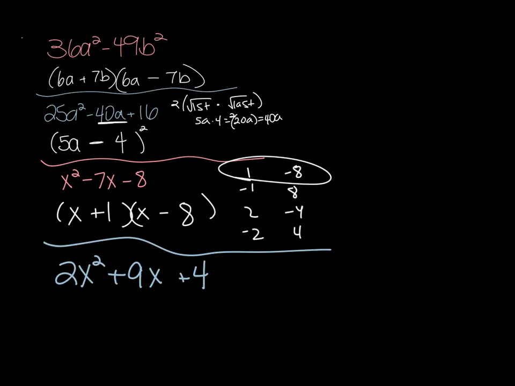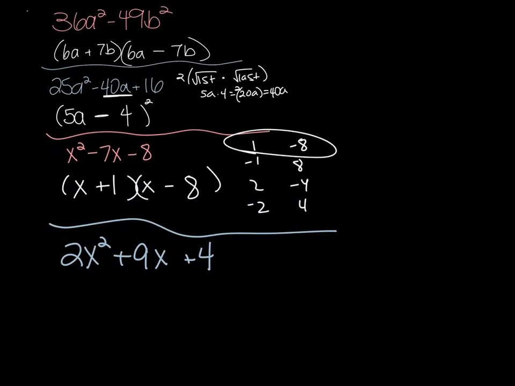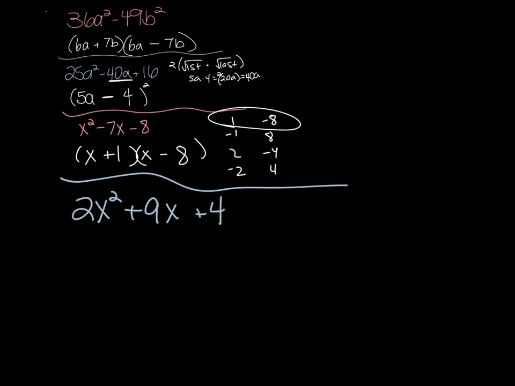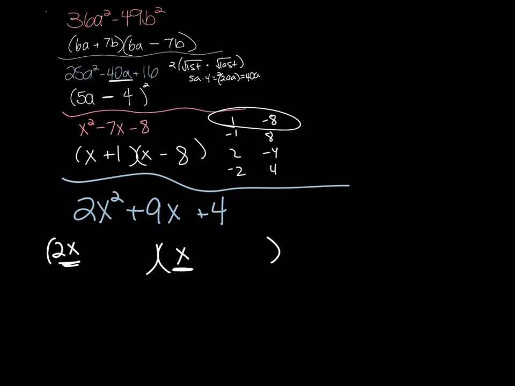Okay, and then we had where there's a number on the front. We said there were 2 ways to do these. You can either trial and error, set up your parentheses, take the terms of the first one. So this would be a 2x and an x here. Try the first and the last terms being terms of the 4.